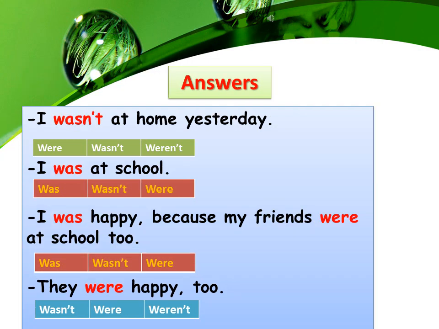Okay, so here are the answers to the exercise. I wasn't at home yesterday. I was at school. I was happy because my friends were at school too. They were happy too.